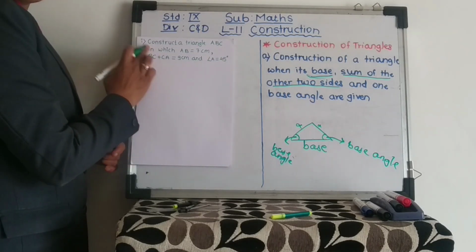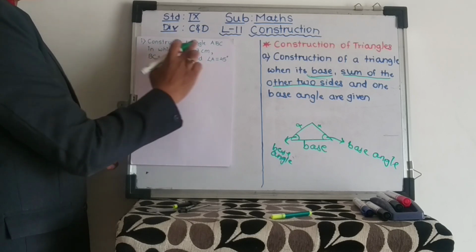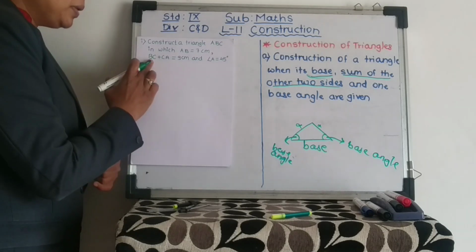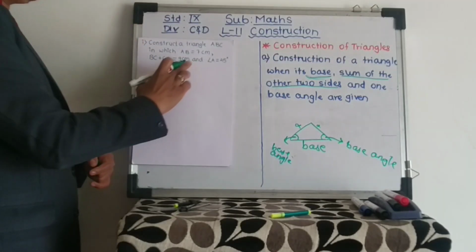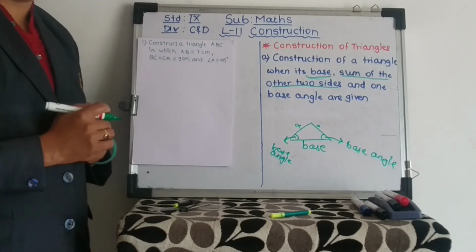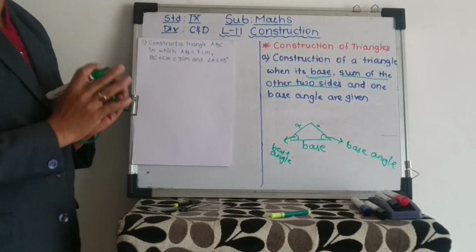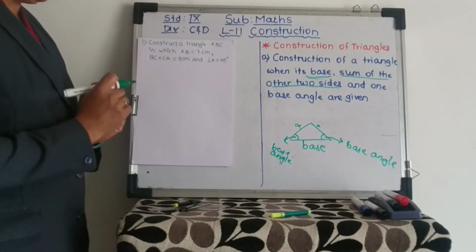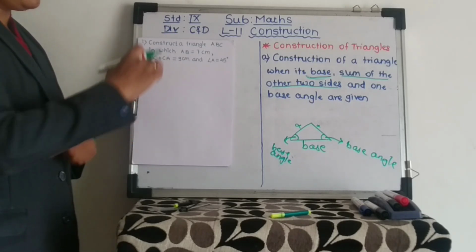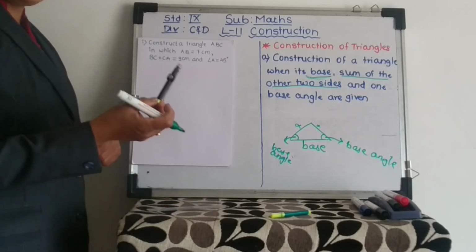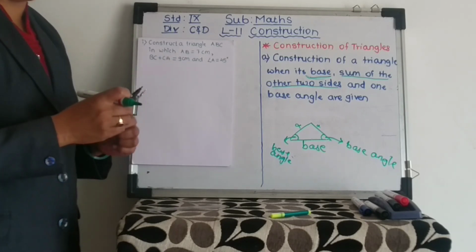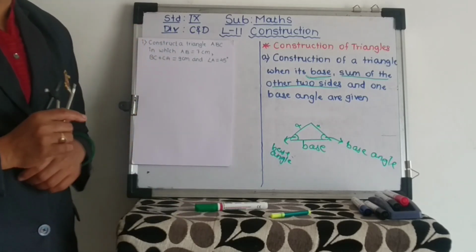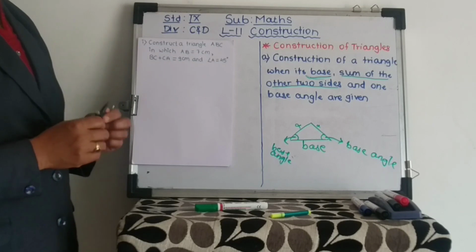I have written here one type of sum. Construct a triangle ABC in which AB equals 7 cm, BC plus CA equals 9 cm, and angle A equals 45 degrees. This construction we are going to see. I hope that everyone is seated along with the compass and pencil. Keep 2 sharpened pencils with you, then take your notebook and keep your textbook also with you. Now let us construct.